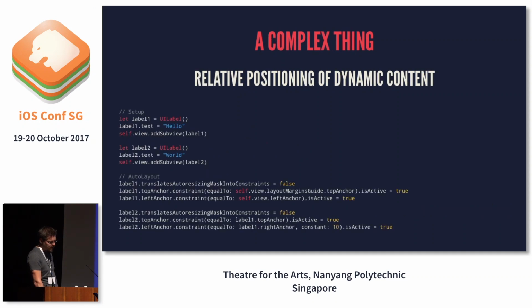A slightly more complicated example here. I've got 2 labels. I've hard-coded the text here, but in the real world, that text might be localized. You don't know how big it's going to be, so that has to be resolved at runtime. So you're positioning 2 dynamically sized elements next to each other. And that involves a little bit more code in AUTOLAYOUT, but it's not that unreasonable.